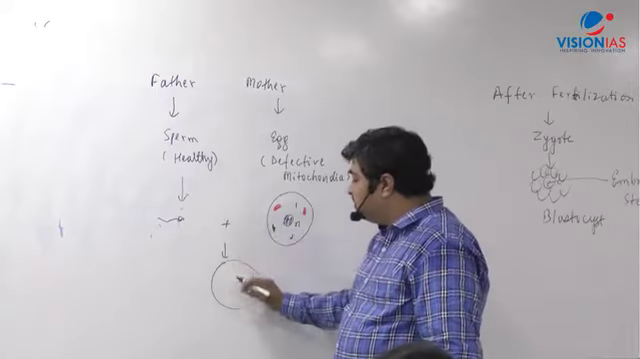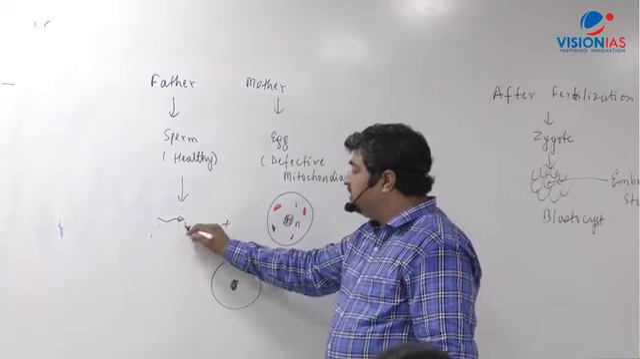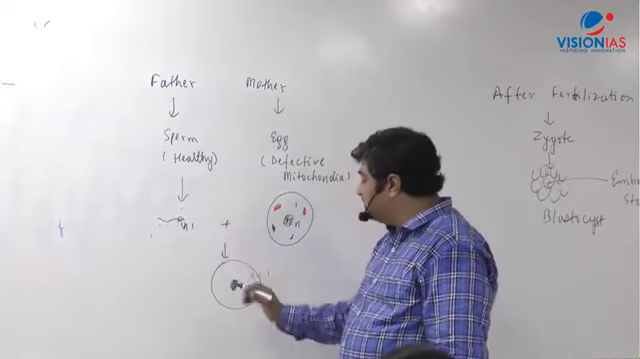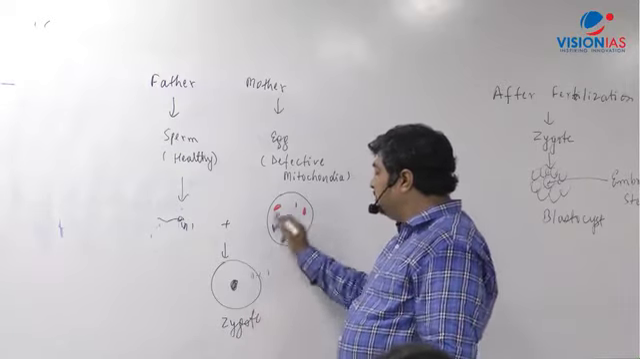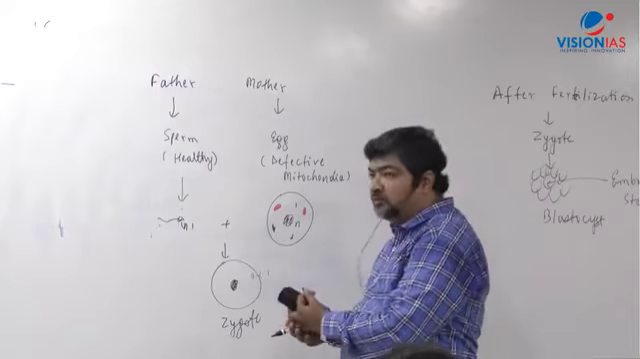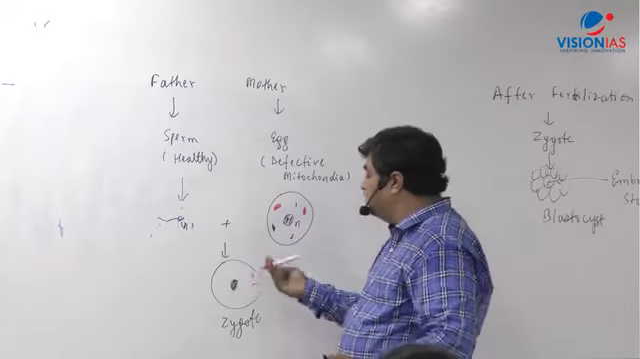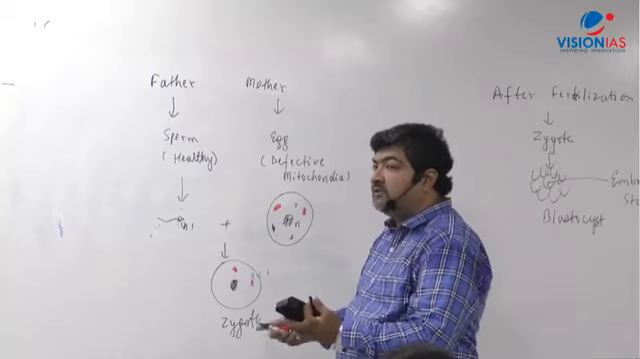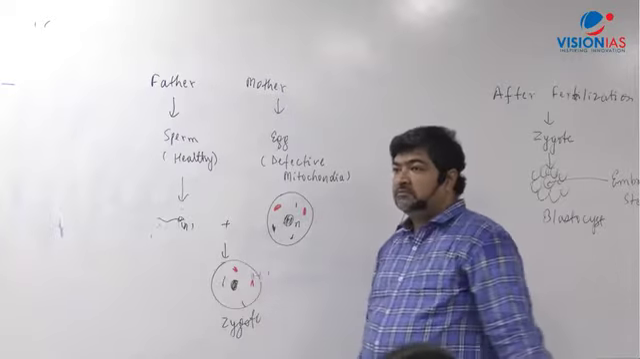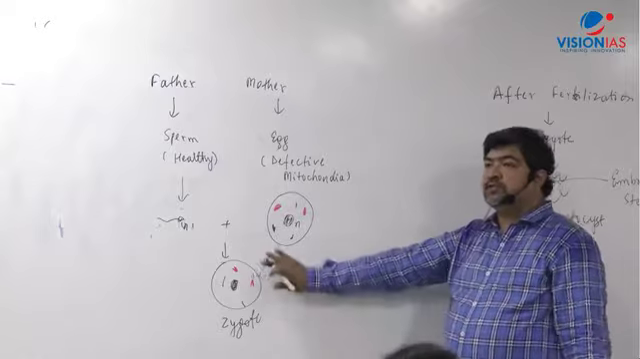In the normal situation when the zygote is formed, n number of chromosomes come, so what will happen with the zygote? It will also carry the defective mitochondria of the mother. So the child will be born with a defect. So this has to be corrected.